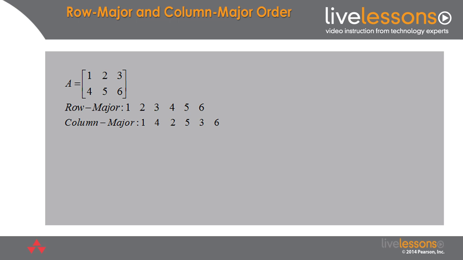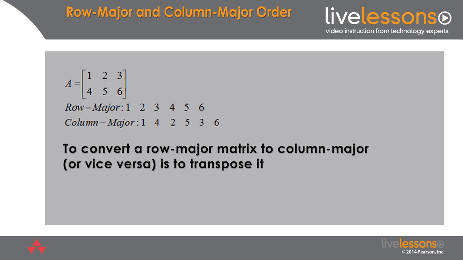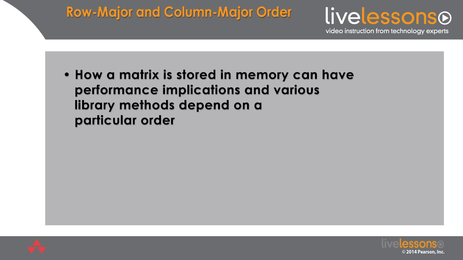But conversely, the same matrix written in column major order would appear as 1, 4, the first column, 2, 5, 3, 6, the second and third columns. To convert a row major matrix to column major, or vice versa, is to simply transpose it. How a matrix is stored in memory can have performance implications, and various library methods depend on a particular order. Generally speaking, OpenGL uses column major matrices.